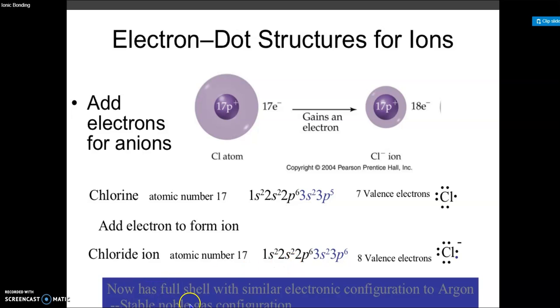The valence shell now has a full shell with an electronic configuration similar to argon, the noble gas, the next noble gas after chlorine.